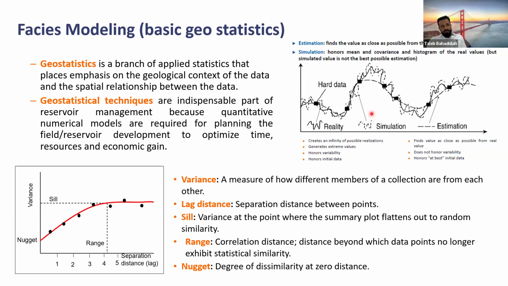honoring the mean and the covariance and the histogram of the real values. So mean, covariance, and histogram are coming from the geostatistics background. You need to understand what is meant by mean, covariance, histogram, variogram. All of these details, I strongly recommend learning properly, so that you know how to use these tools to help you in your work and tasks in building the static model.